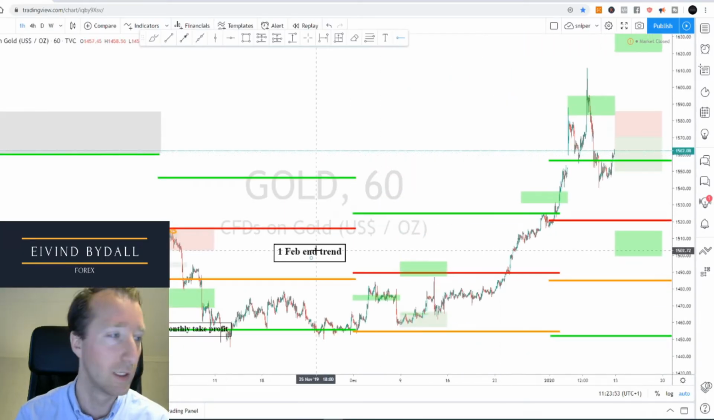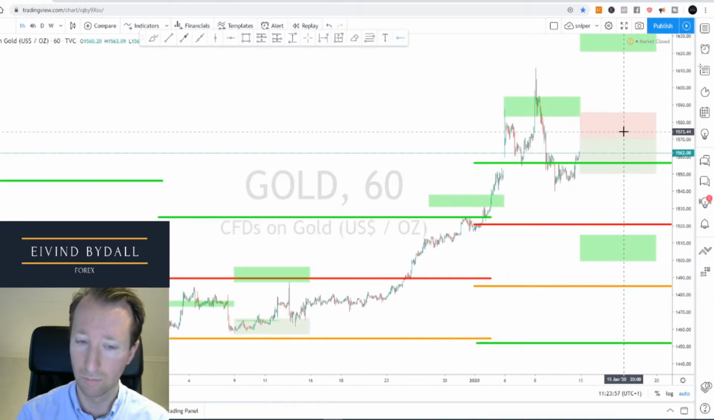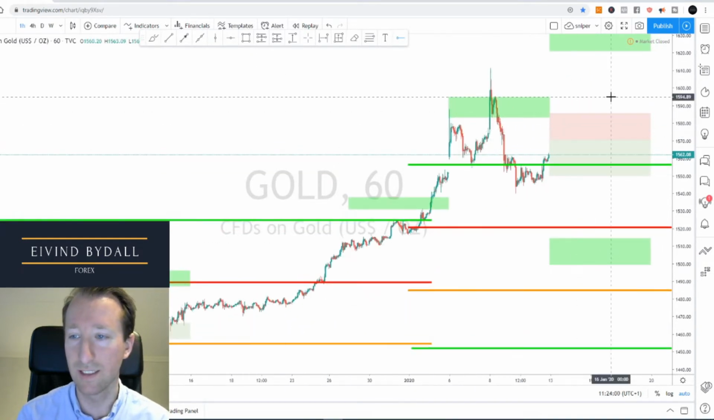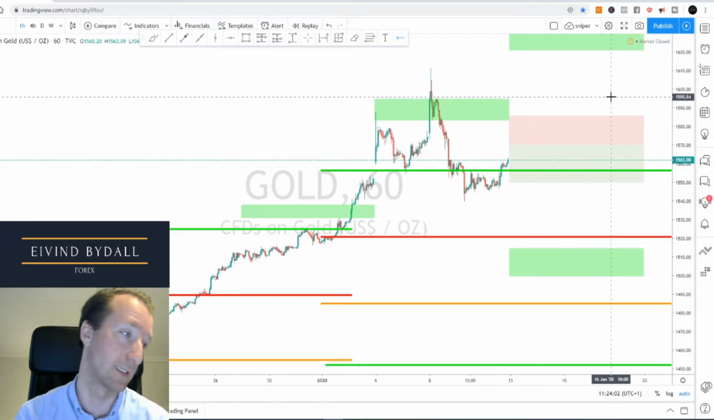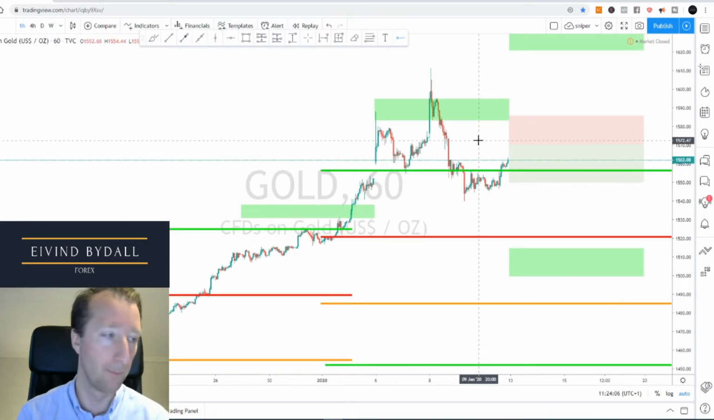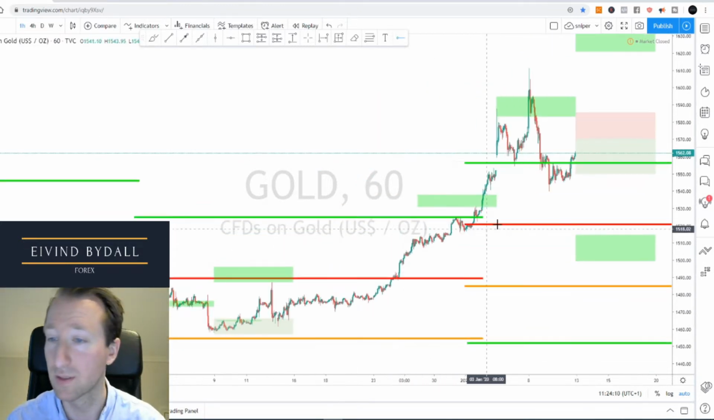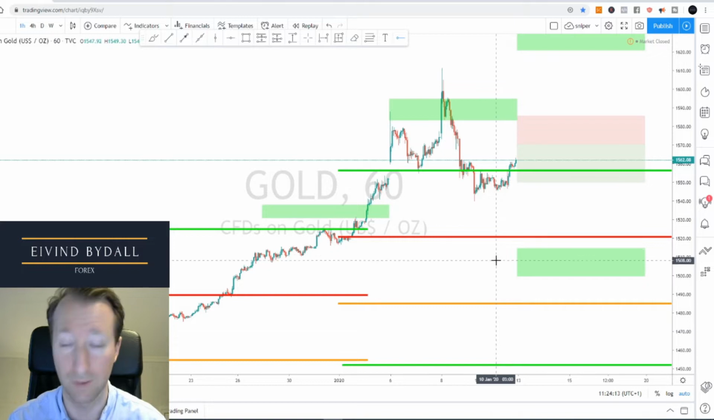For gold, we have the 1st of February. I said the uptrend ends on the 1st of February, so keep that in mind. Is this going to continue up? Well, let's look at it. This is the monthly target. This is the weekly target. Boom, boom, boom. That's a lot of targets. That's a lot of pips. Congratulations to those who took them.